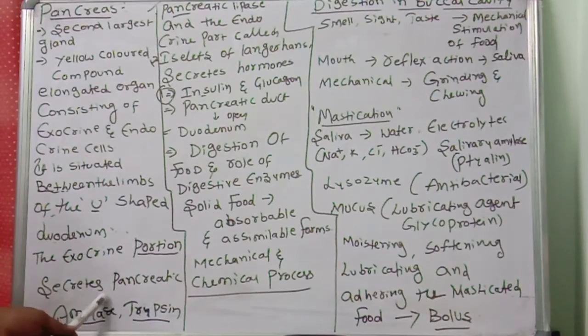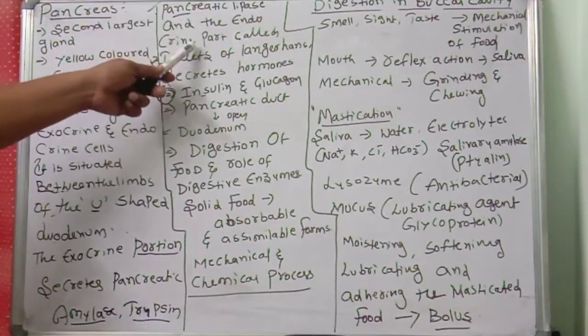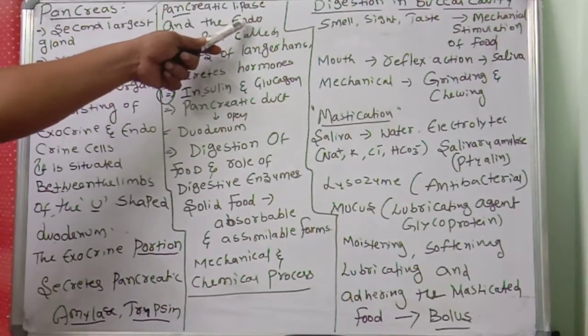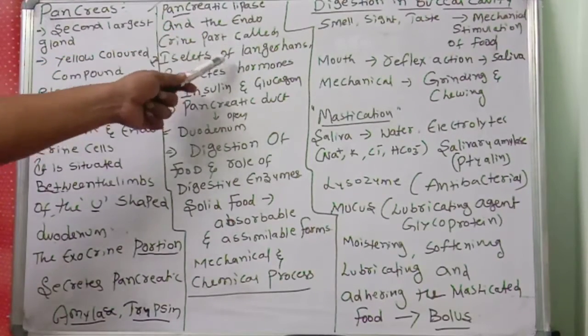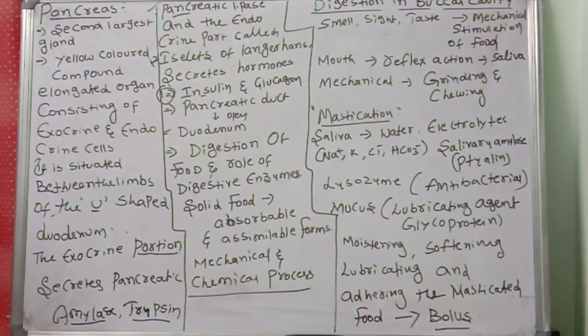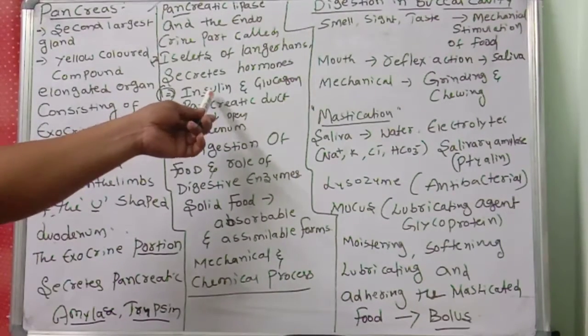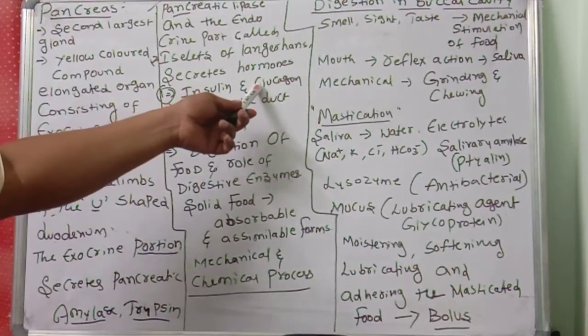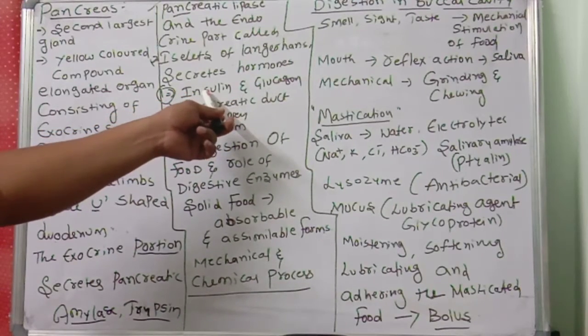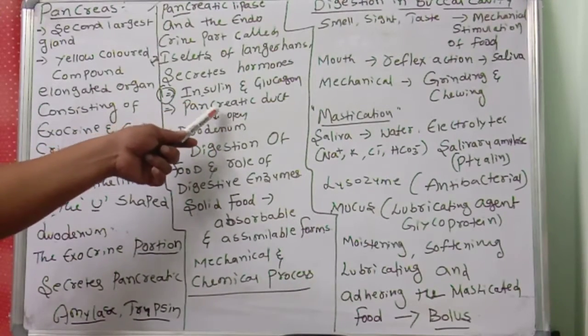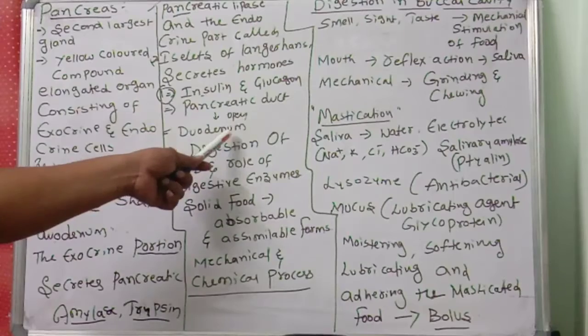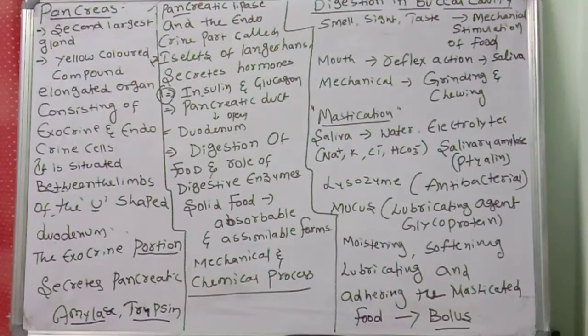The exocrine portion secretes pancreatic amylase, trypsin, pancreatic lipase, and the endocrine part. Endo means ductless, exo means duct. But here the endocrine part, called the islets of Langerhans, secretes the hormones. Insulin converts glucose to glycogen. Glucagon converts glycogen to glucose. Deficiency of insulin leads to diabetes mellitus. You know very well. The pancreatic duct opens directly into the duodenum.